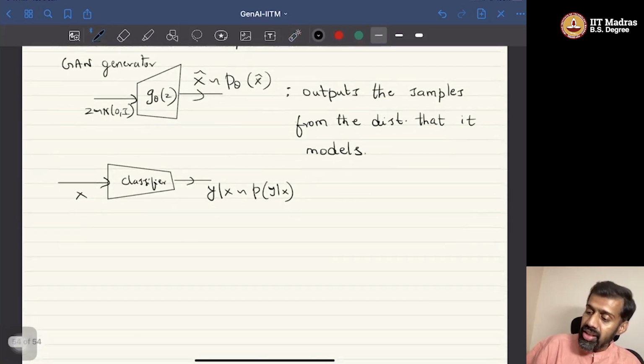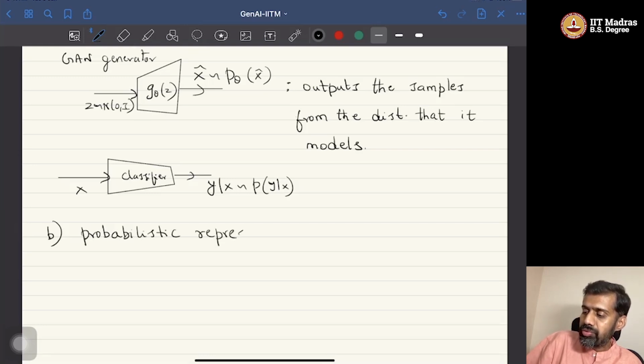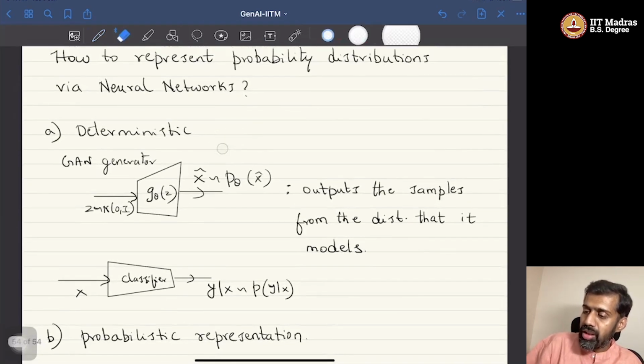There is another way to model probability density functions using neural networks, which is a probabilistic way, also called probabilistic neural networks. Probabilistic representation. So maybe I will call the first one the deterministic representation.